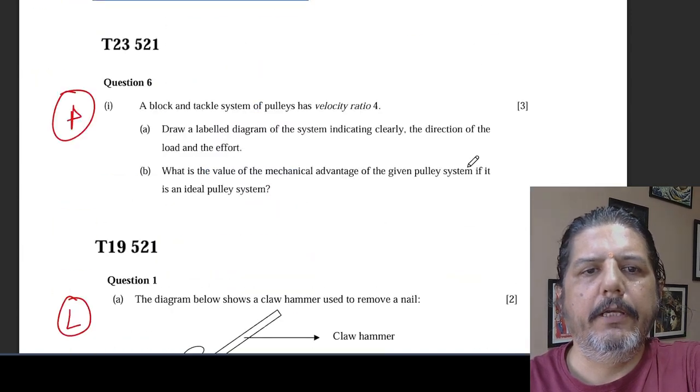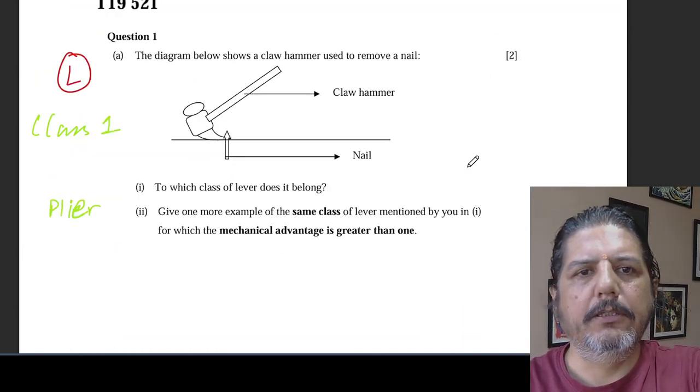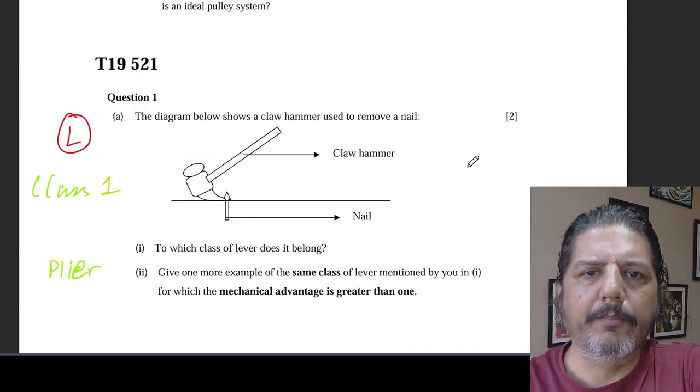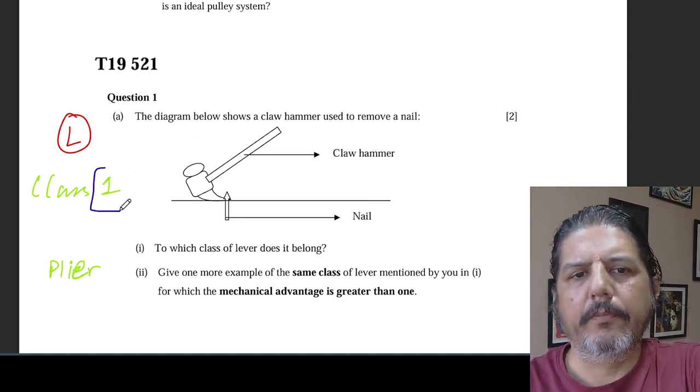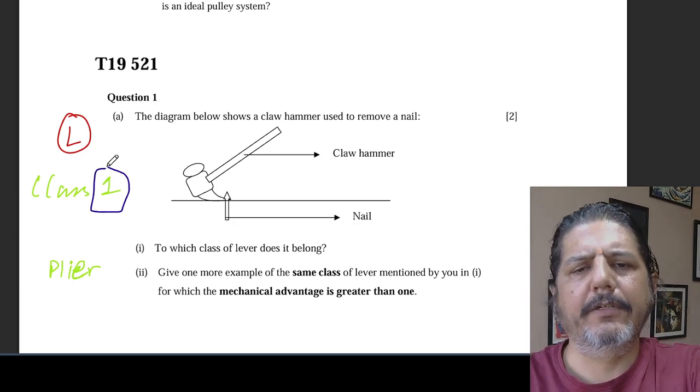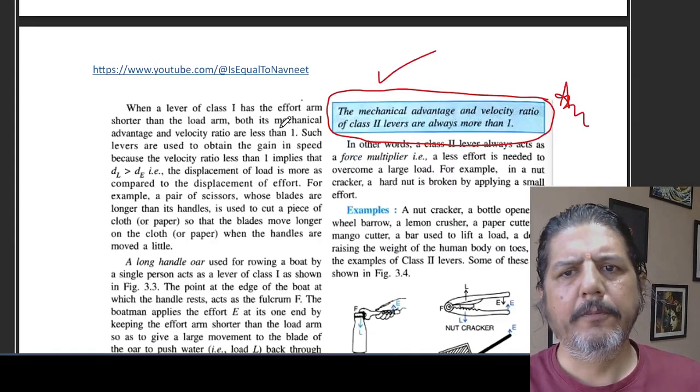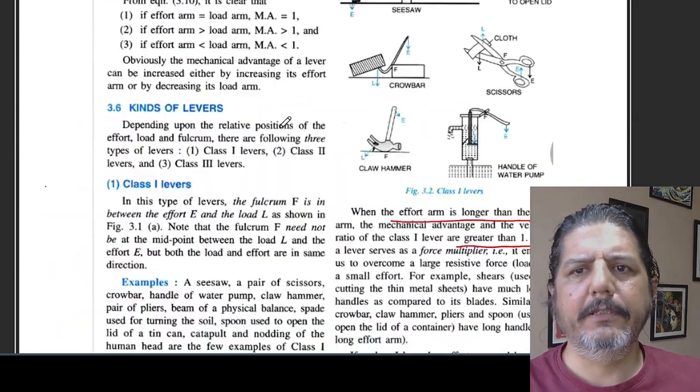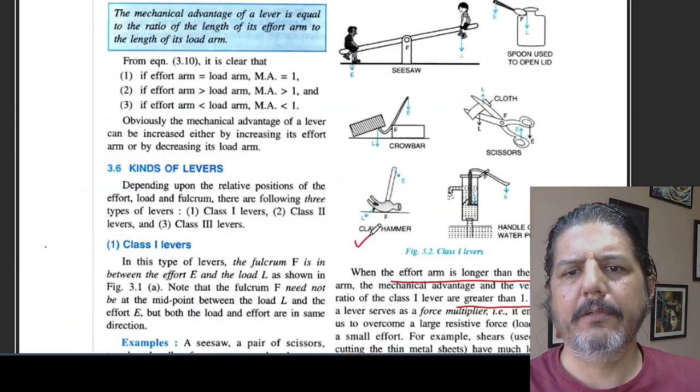Okay. Now again, let's jump to the next question. Again, it's one of the simple questions. The diagram below shows a claw hammer used to remove a nail. Again, this is a simple question which is mentioned in the textbook also. This is a class 1 lever. You can have a look at your textbook; they would have mentioned it. Yeah, this is a claw hammer. It looks like this.